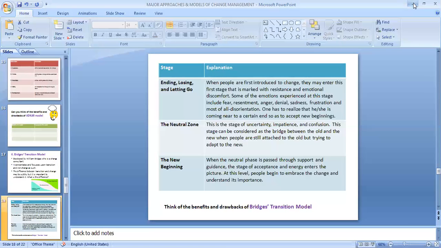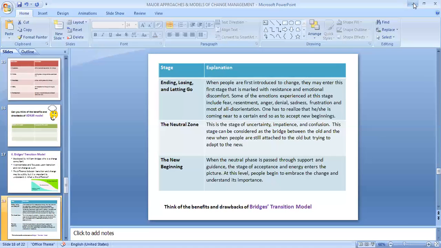It is associated with high levels of energy, new commitment, and a zest to learn. So this particular stage, the new beginning stage, the last stage in Bridges transition model, is associated with high levels of energy, new commitment, and they are thriving to learn.